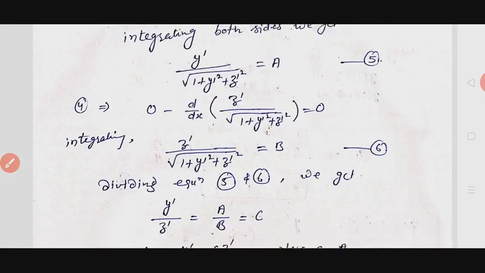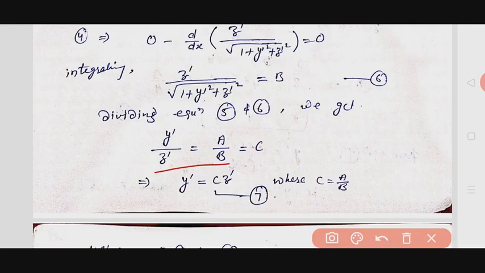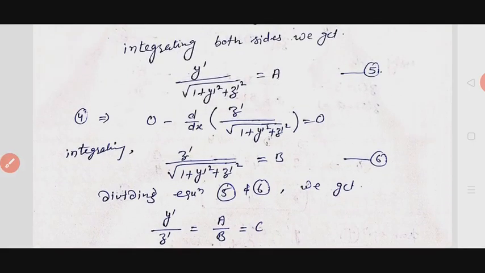Okay. So y dash upon z dash, I call that a by b. A by b is some constant, I call it c. So y dash will be equal to c into z dash. So y dash की वैल्यू मैं c into z dash यूज कर सकता हूँ. So use this value in that equation number 5. तो हम यहाँ पर y dash की जगह c into z dash यूज कर देते हैं.